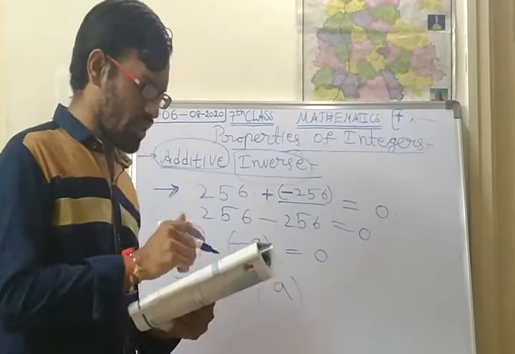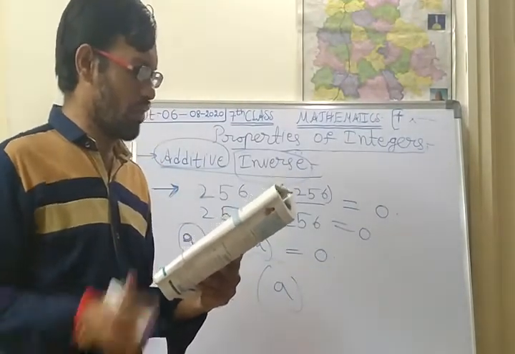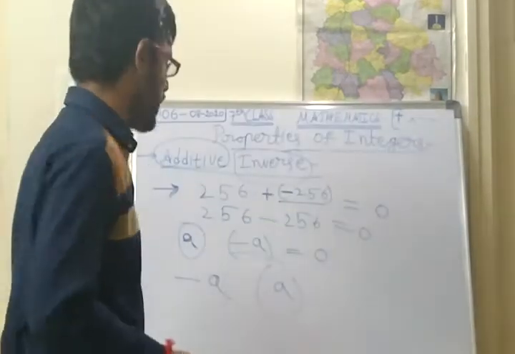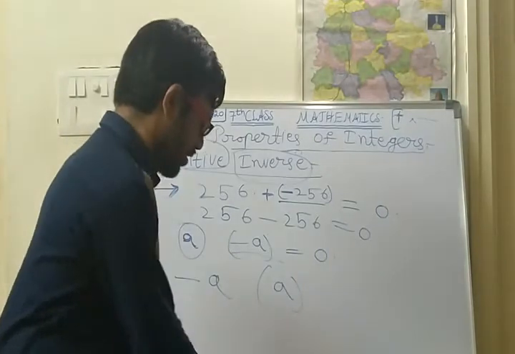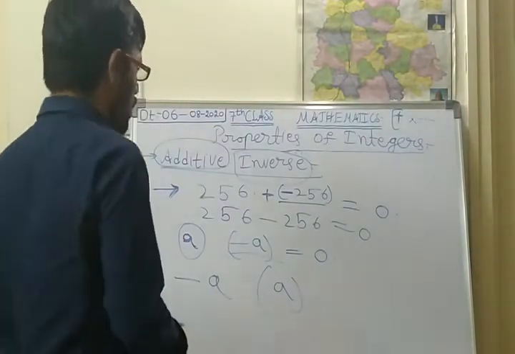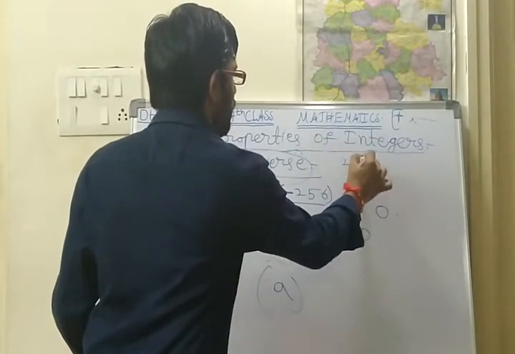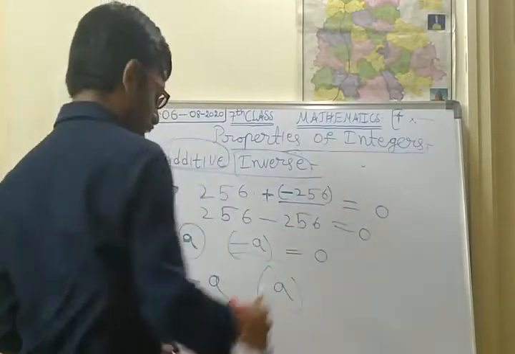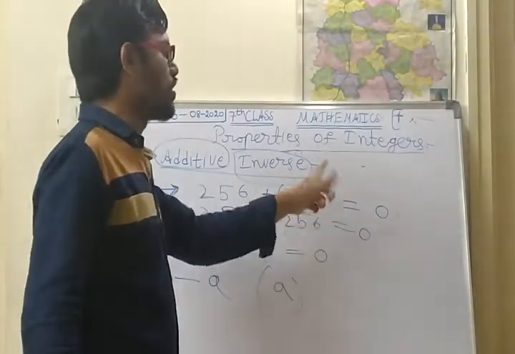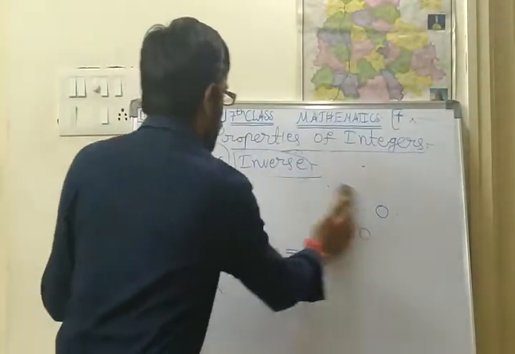Here one sentence is given: in each pair given above, one integer is called the additive inverse of the other integer. From the exam point of view, they might ask, what is the additive inverse of 256? At that time what should you write? Minus 256 is the additive inverse of 256. Like that you have to write.